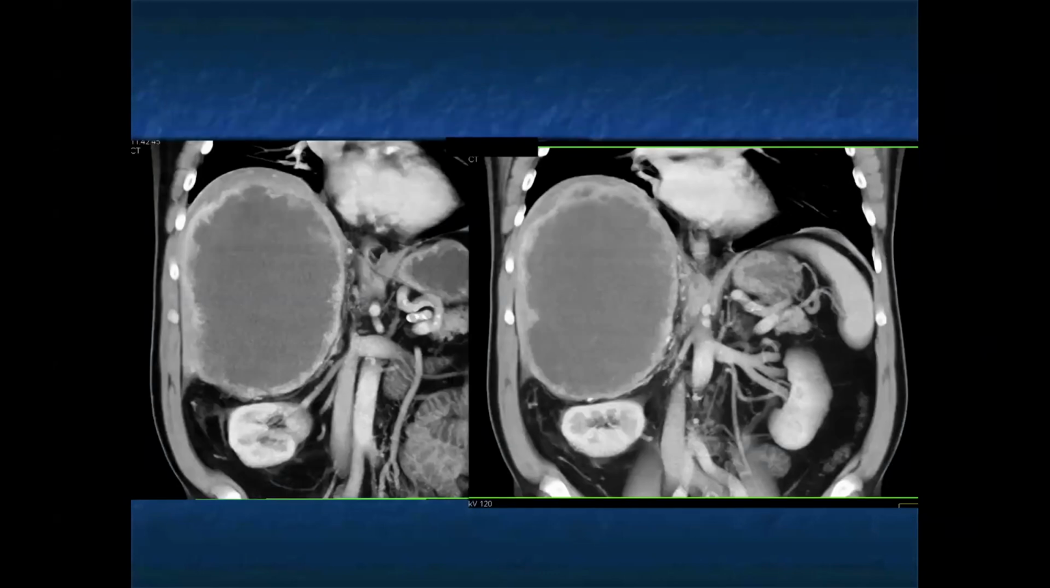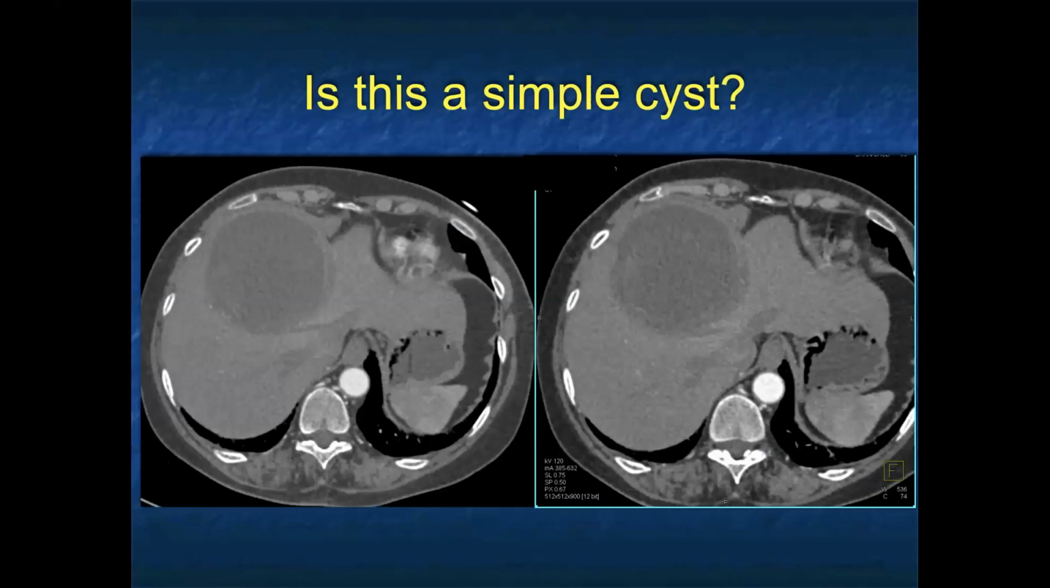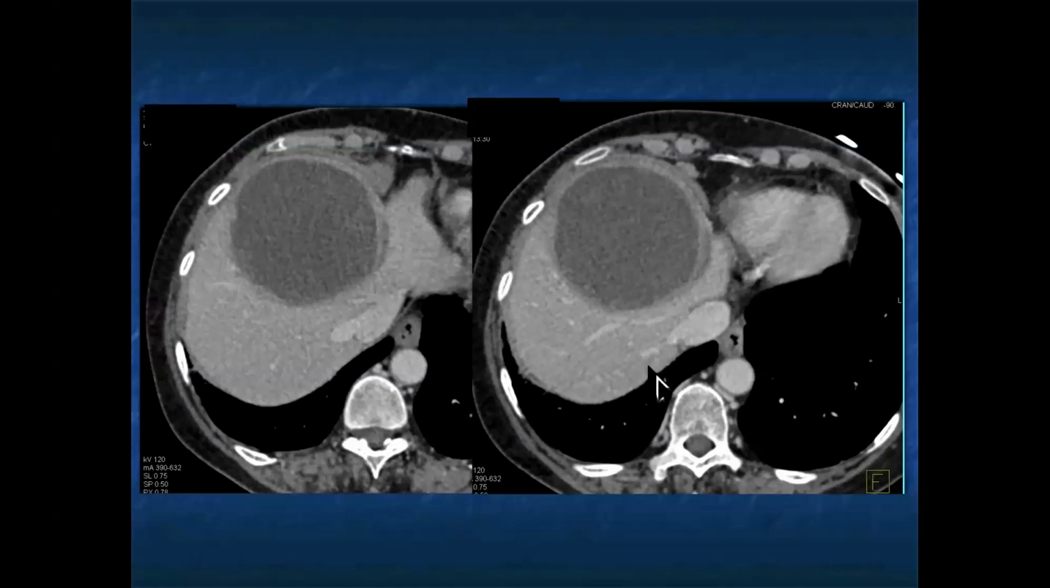And here's that same patient as we go to venous phase imaging. The wall is enhancing, it's thicker, it's irregular. What about this case? At first glance, it looks like a cyst, but then you look more carefully, and it looks like some thickening along the wall. And then we look a little bit more carefully, and you can see there's some enhancement of the wall.